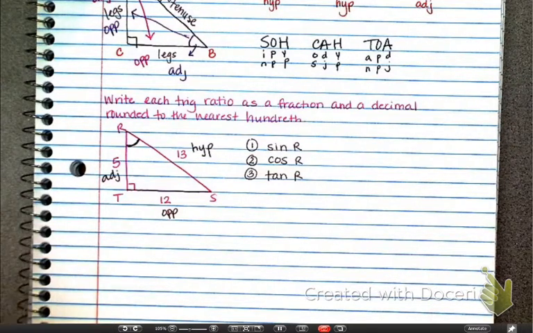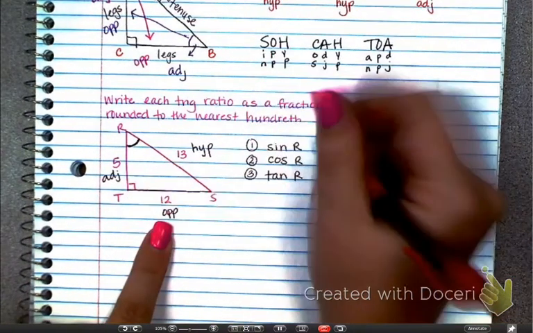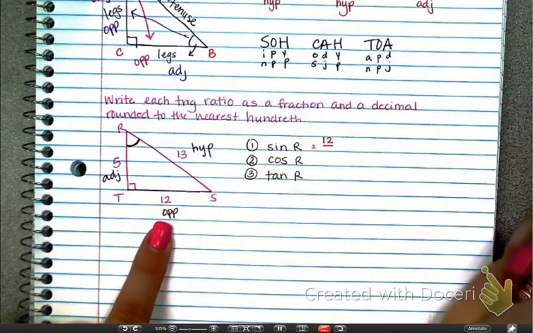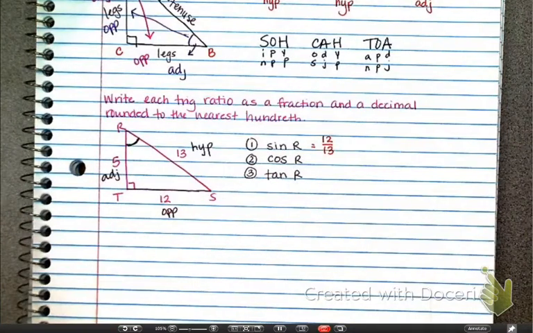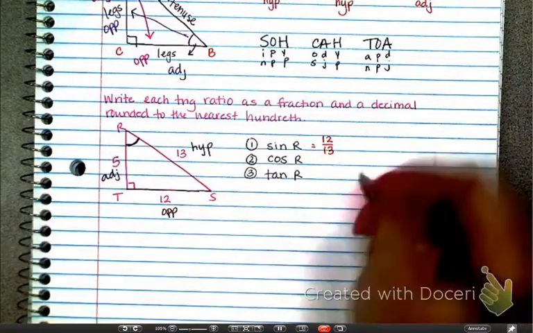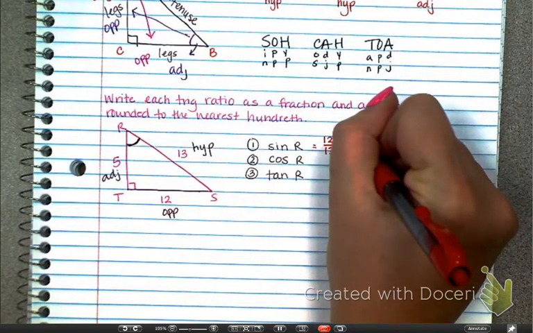Okay, so if I start with the sine of R, sine is SOH. What two pieces of information do I need for sine? The opposite and the hypotenuse. So the opposite is 12. What's the hypotenuse? 13. Can I reduce that ratio? No, but I can make it a decimal to the nearest hundredths place. What do you get as your decimal? .92.